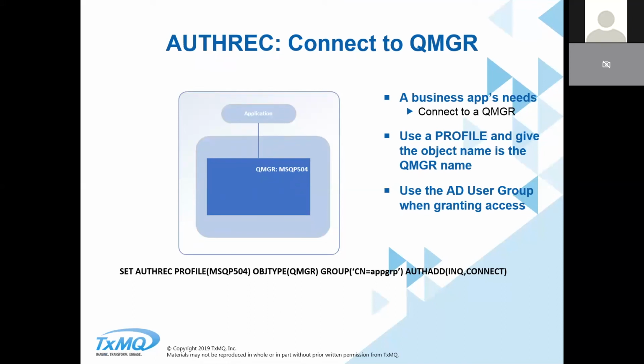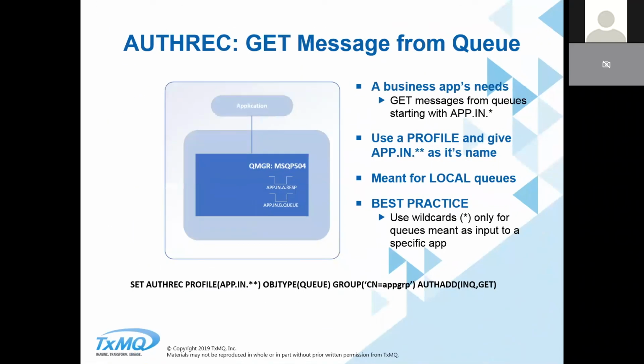Here, as an example, for AUTHREC, for connecting to the queue manager, a business app needs to be able to connect to a queue manager. So I provided an example of the MQSC command to show that this app group needs to be able to inquire and connect to this queue manager. The other thing is that the business app needs to get messages from queues starting in app.in, any queue that begins with app.in. Best practice would be using wildcards for those queues meant as input to a specific app. Here, I give an example of the set AUTHREC that you would set for this specific group to indicate that they're only able to inquire or get messages.